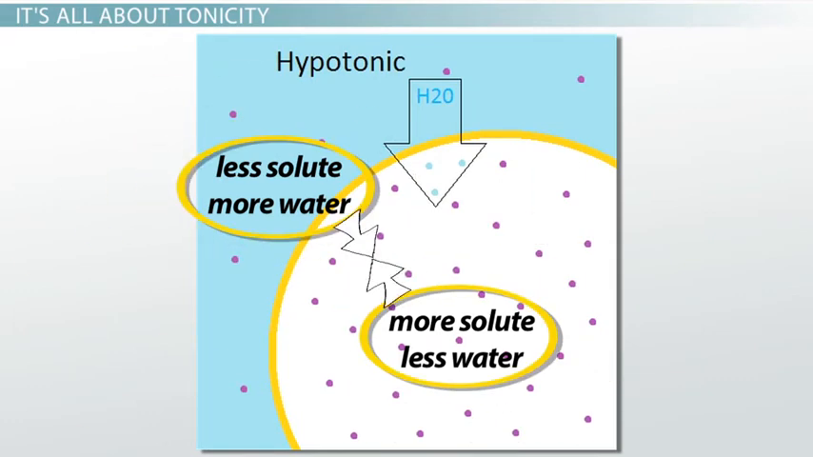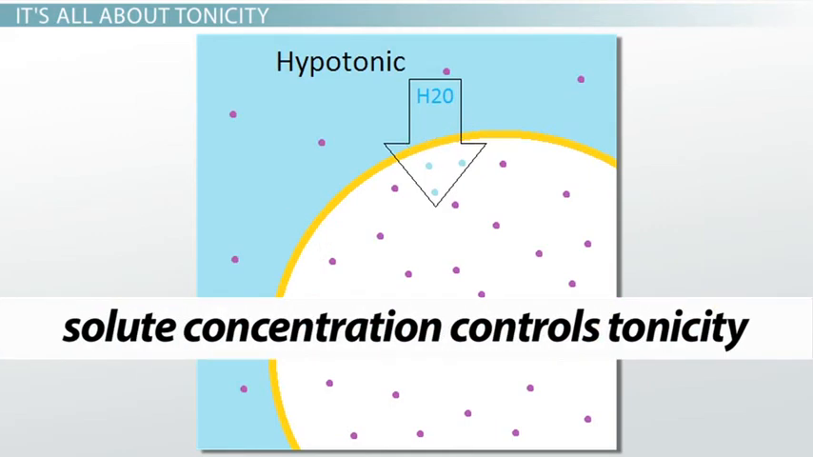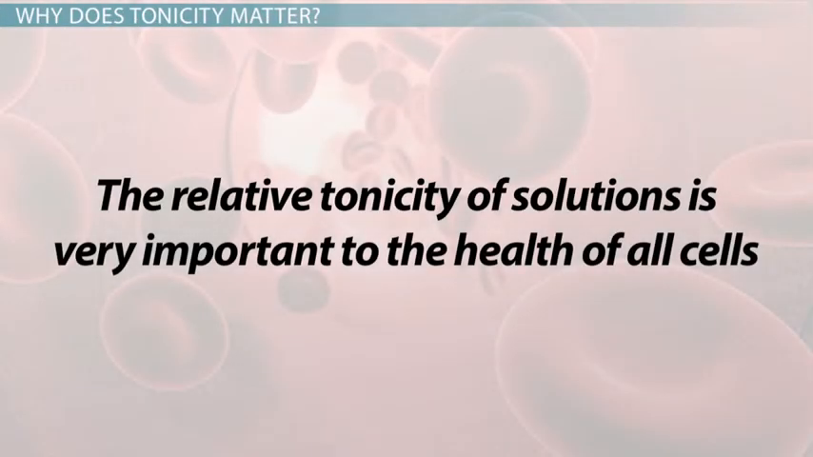Those solutes are what exert the osmotic pressure. Since solute cannot cross the semi-permeable membrane, the amount of solute in a solution determines if water is going to rush across that membrane or not. Therefore, solute concentration controls tonicity. Well, the relative tonicity of solutions is very important to the health of all cells.